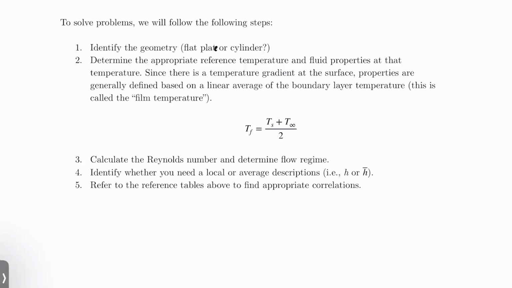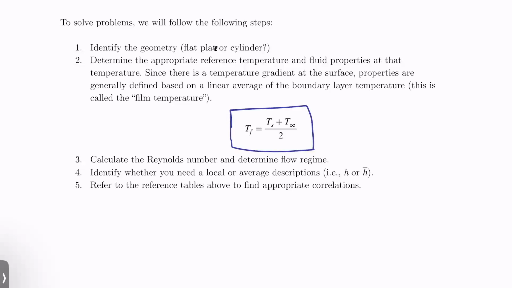So since there is a temperature gradient at the surface, right, we have a far away temperature and we have a temperature at the plate. So we need to pick our properties based on a temperature, right? The temperature is changing, so how do we do that? So what we're going to do is we are going to use film temperature. So this is just the average temperature between the far away fluid temperature and the temperature at the surface. This is important.